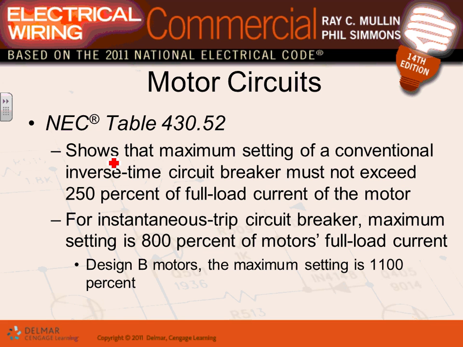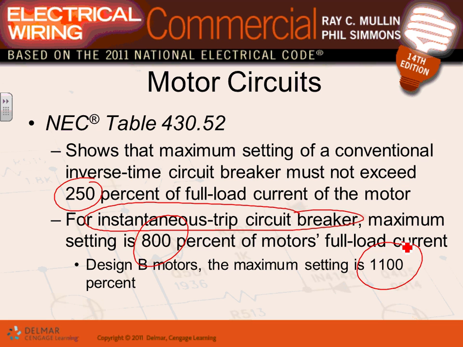When you're using motor circuits, if you're using circuit breakers, the multiplier can be 250. So a 100 amp motor will have a 250 amp circuit breaker maximum. Again, you can go lower than that. If you're using instantaneous trip circuit breakers, which have no overload in them, you can go as high as this, or if it's energy efficient, as high as this number. These two numbers.